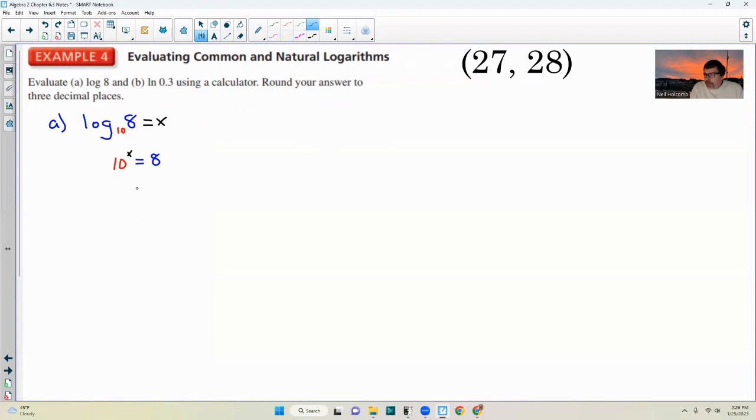It says to evaluate this using your calculator and round your answer to 3 decimal places. So what we're trying to find is the number x. 10 to the 1 equals 10, and 10 to the 2 equals 100. Since 10 to the 1 is 10 and 8 is less than 10, I know that x has to be less than 1. If you get a feel for this, you can approximate what something might turn out to be. They said to use our calculators to do this. I just want to find the log of 8.